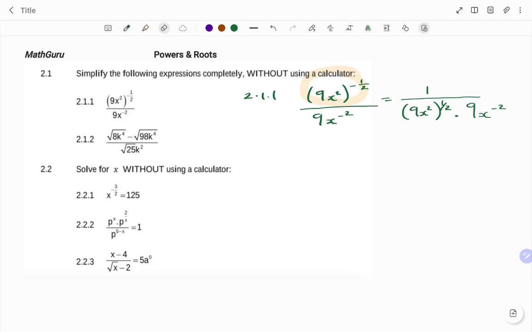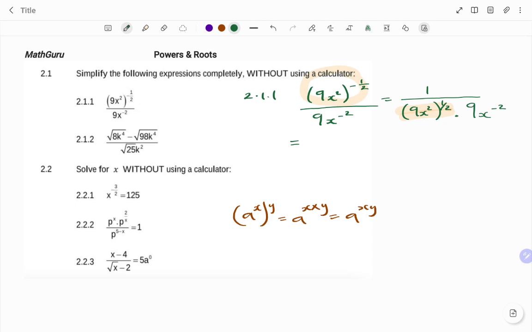The next step is to expand the bracket by applying the law of exponents, that's power to power, which states that if I have a to the power of x raised to another power, it means a to the power of x times y, which is a to the power of xy. So therefore, I'll start with 9x squared all raised to the power of half, and that will give me 9. Every term in the bracket will be raised to half.